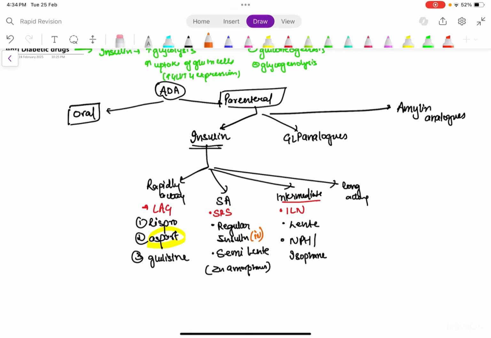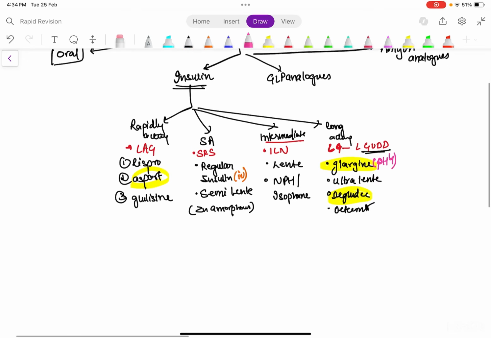Now for long acting you can remember the mnemonic as LG, Life's Good. So just remember it this way. Here LG is long acting. From G we have glargine, by U we have ultra lente, by D we have degludec and detemir. Degludec is the longest, and one point about glargine is that it functions at a pH of 4. So these are the classifications of insulin.